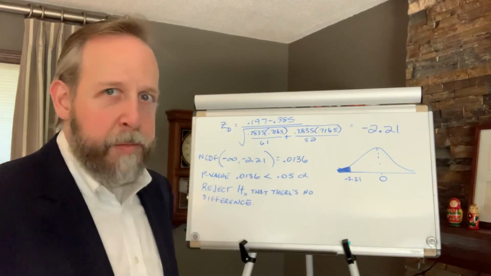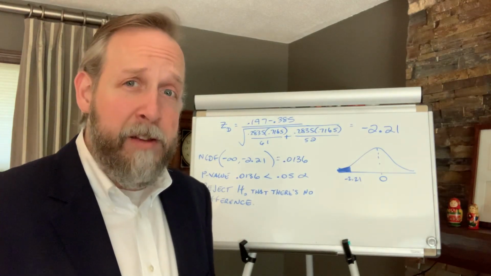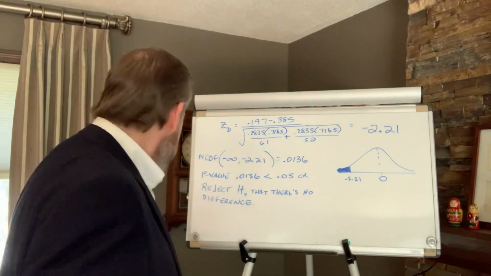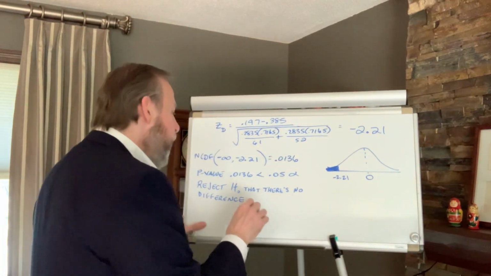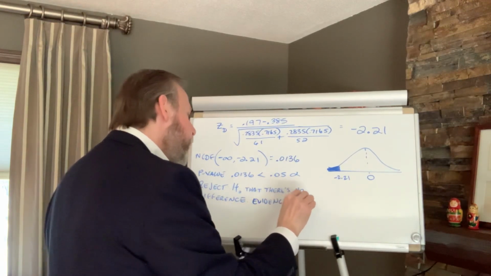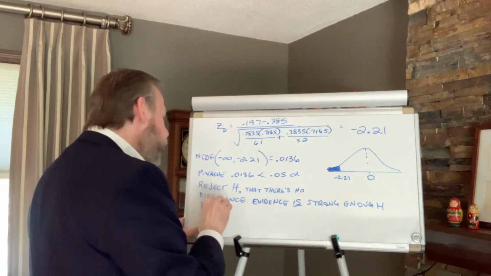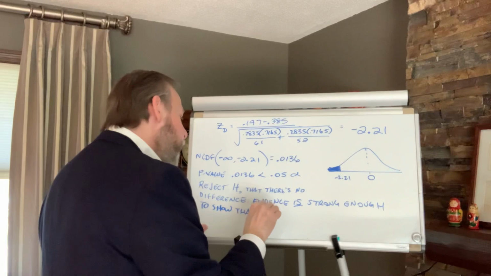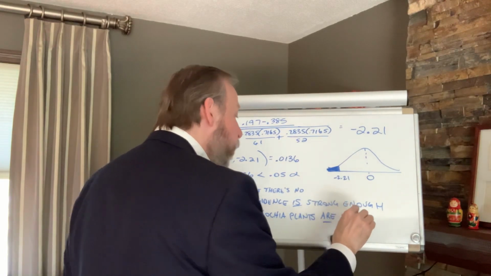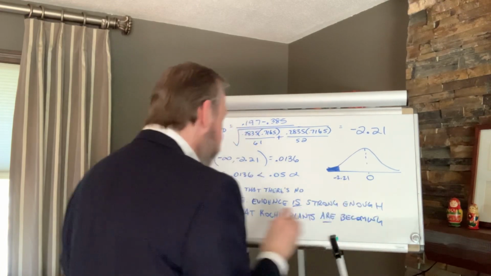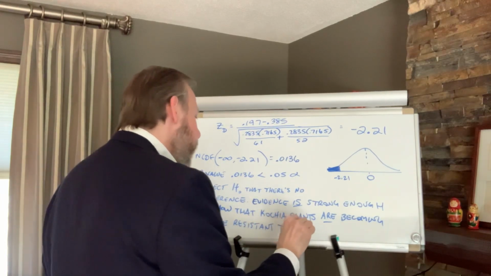Now, don't stop there. Some of you guys on your responses are stopping at reject the null or fail to reject the null. You have to have some kind of inference. What does it mean? All right, well, if I'm rejecting that there's no difference, that means that my evidence is strong enough to show that the Kochia plants are becoming more resistant to the fungicide. Okay?